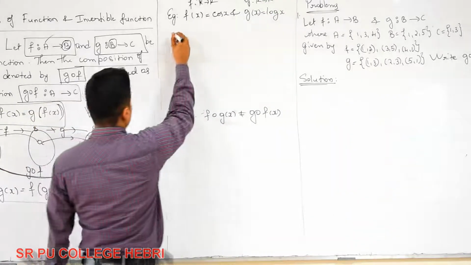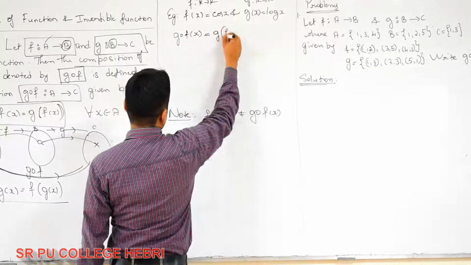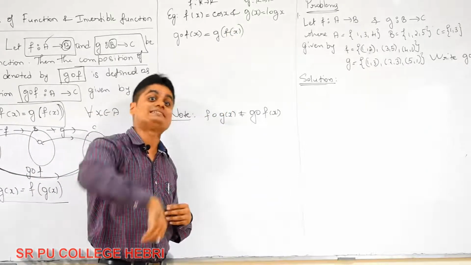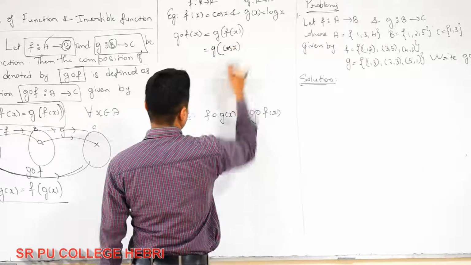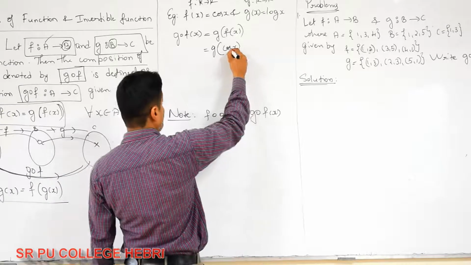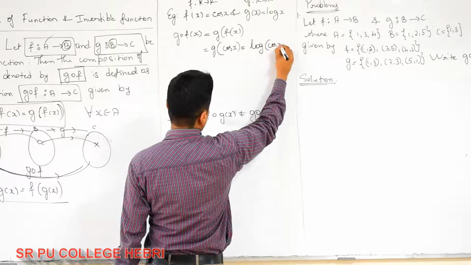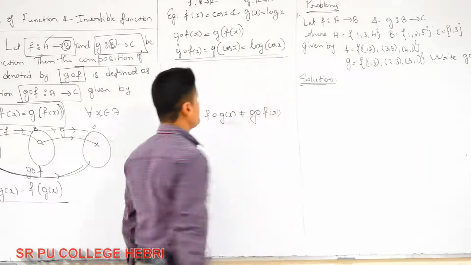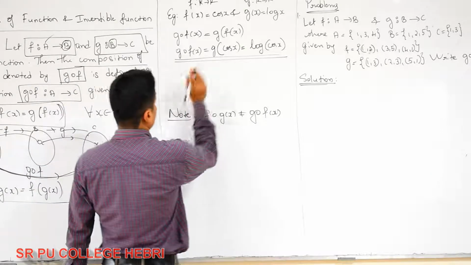First I'm going to define g of f of x. How is it defined? First f of x will be used, and f of x will be used inside g. So g of f of x, with f of x equal to cos x, is g of cos x. Instead of x, the input now is cos x. You saw this type of composite function already in derivatives. So g of f of x is log of cos x. Cos x is inside log.